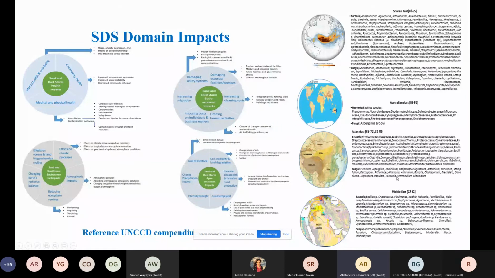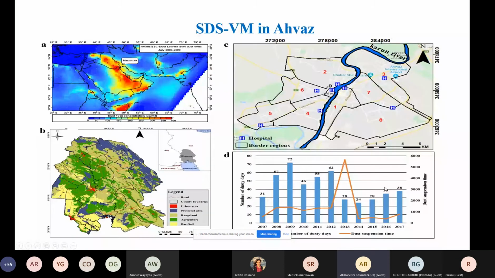By the way, we wanted to start from the health domain of sand and dust storms and how we can make a vulnerability map. As you know, Ahvaz is one of the most polluted cities in the world because of sand and dust storms. It's located in the southwest of Iran in this region. And we found a relationship between dust suspension times and the number of dusty days in the city.